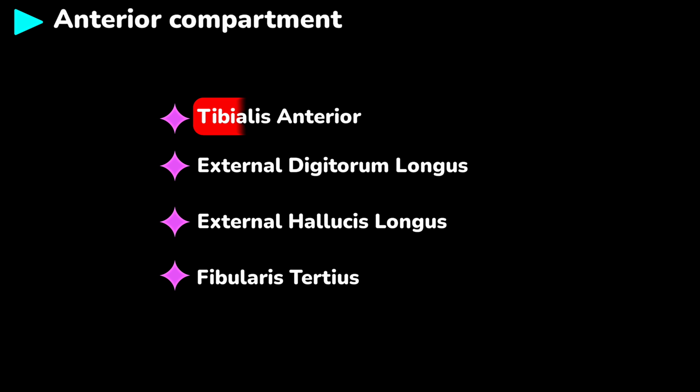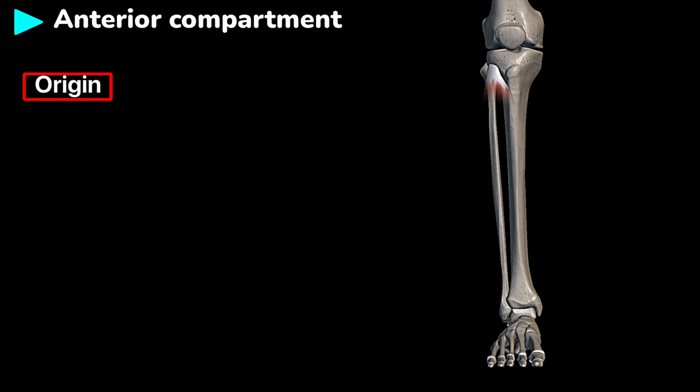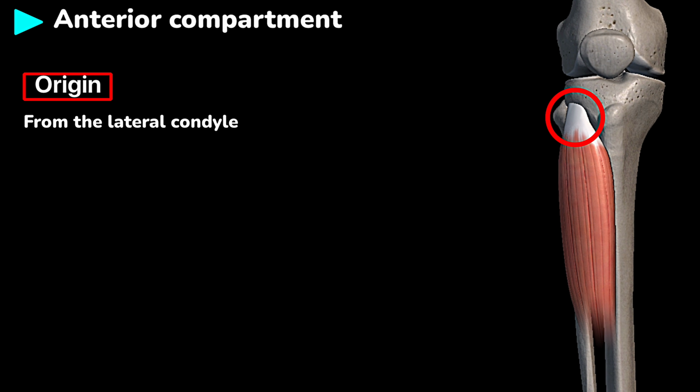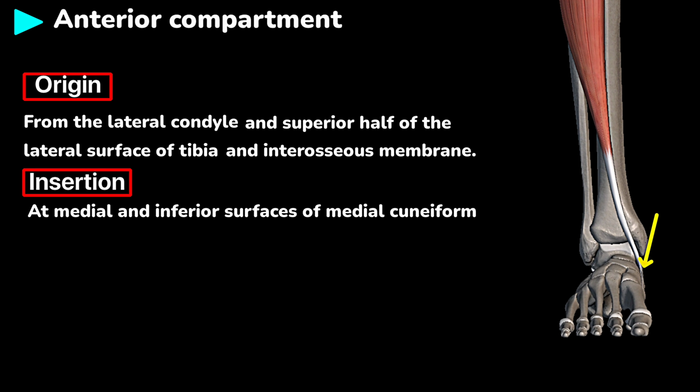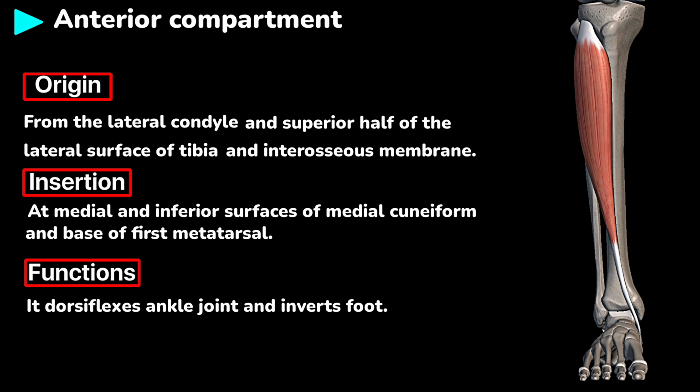First of all comes the tibialis anterior muscle. It originates from the lateral condyle and superior half of the lateral surface of tibia and interosseous membrane. It goes down to insert at medial and inferior surfaces of medial cuneiform and base of first metatarsal. It acts to dorsiflex ankle joint and inverts subtalar joint.